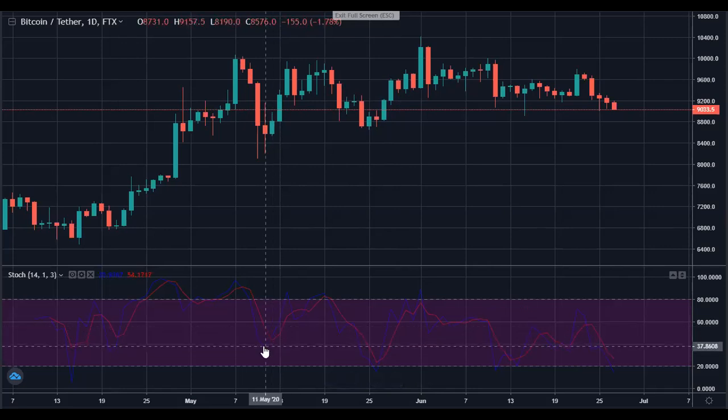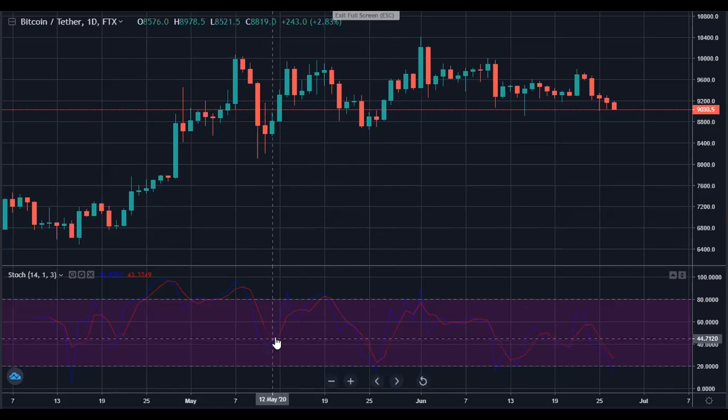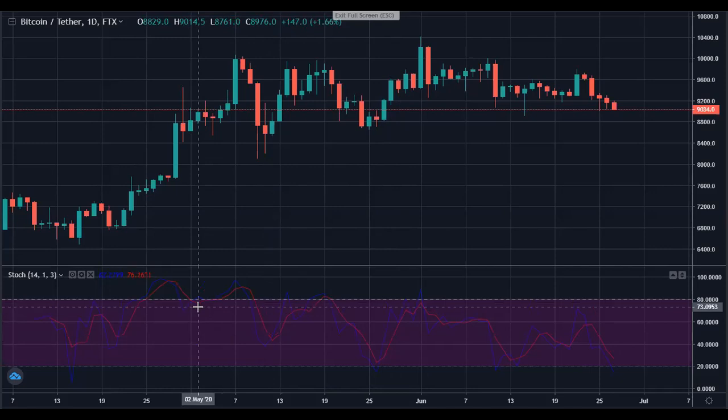This is the blue line here. Then wait for it to cross the red line. If it doesn't cross the red line, it's not an indication that you should buy. There is a probability that the price will still come down. Look at what happened here.